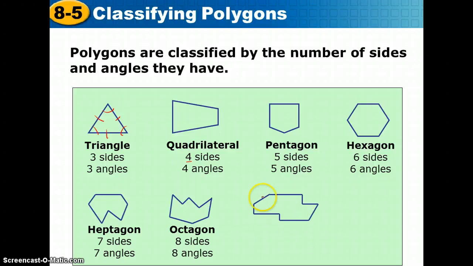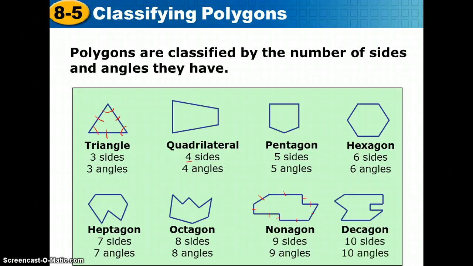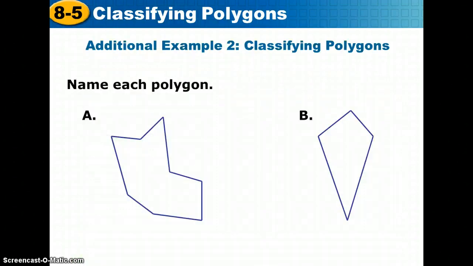There's one. How many sides? 1, 2, 3, 4, 5, 6, 7, 8, 9. 9-sided is nonagon for 9 sides and 9 angles. And our good old 10-sided buddy is the decagon. Deca, like decade, 10 sides, 10 angles.